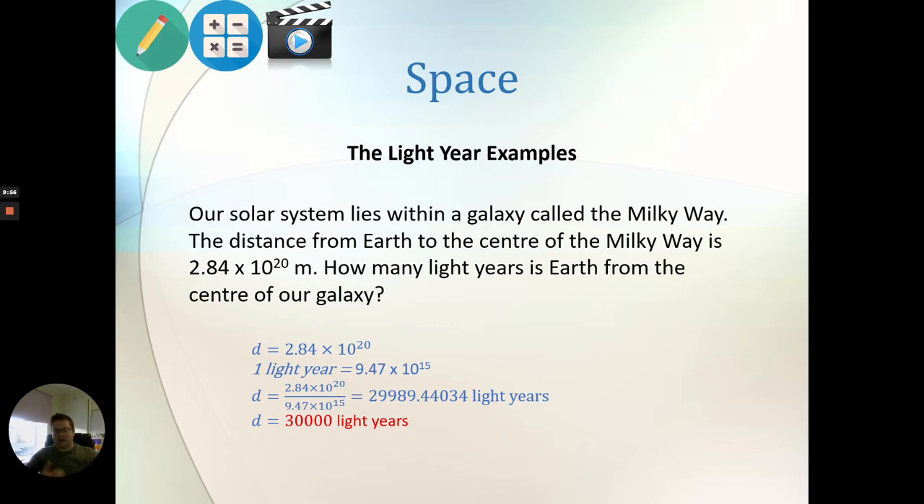So just to give you, again, a sense of scale, our galaxy is about 100 up to 110,000 light years from one side to the other. So we're about a third of the way out towards one edge.